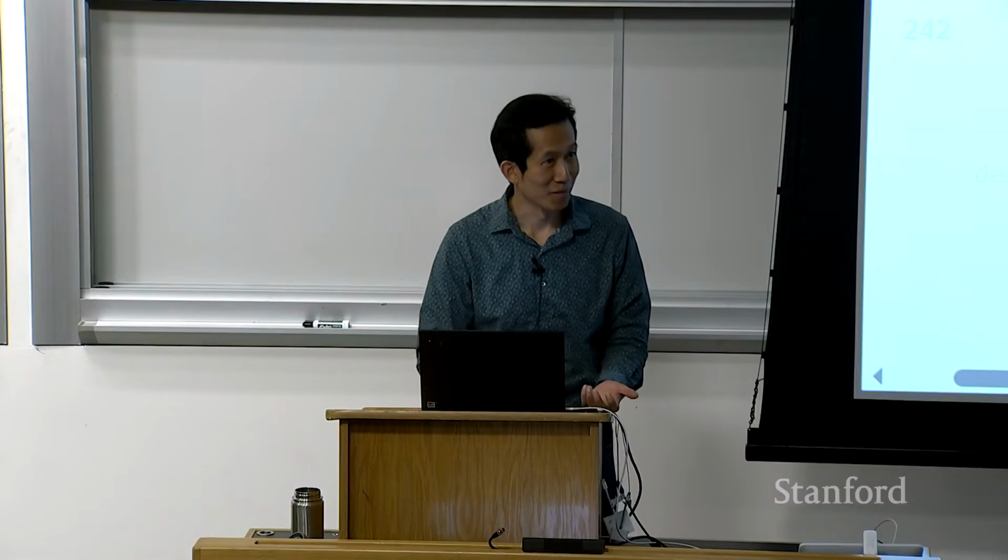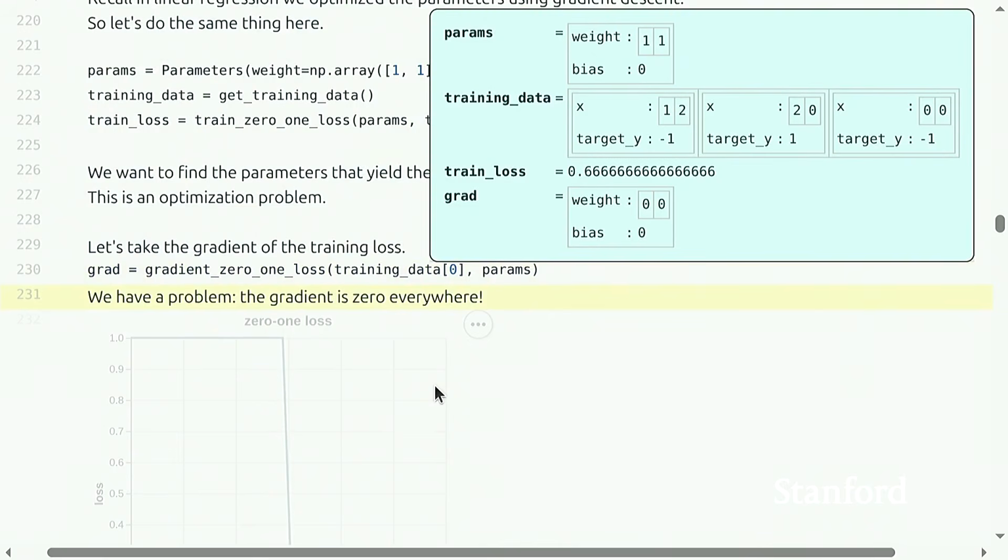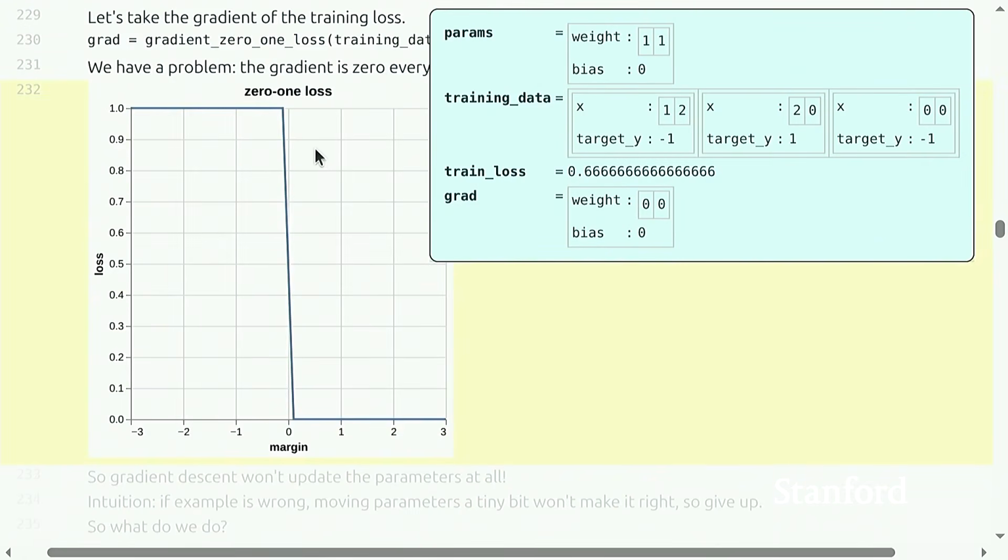It's 0, basically everywhere, almost everywhere, except for when the margin is 0 and then it's undefined, but that's not that interesting. Okay, so that might be a problem. The gradient is 0 everywhere. And if you look at this, you should be able to see why the gradient is 0, right?